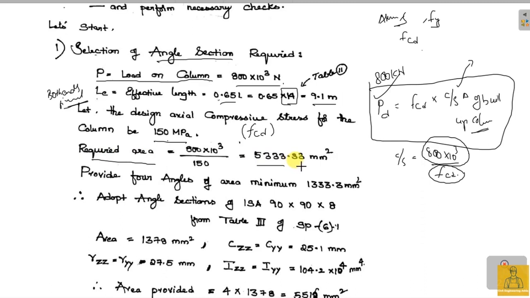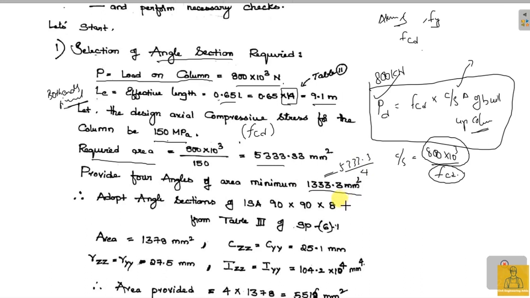But you know that this total built-up section is actually being formed by four angle sections, right? So each angle section, how much should be the area? So provide four angles of area minimum 1333.33. This is simply 5333.3 divided by 4. So each angle section should have a minimum area of 1333 mm square.